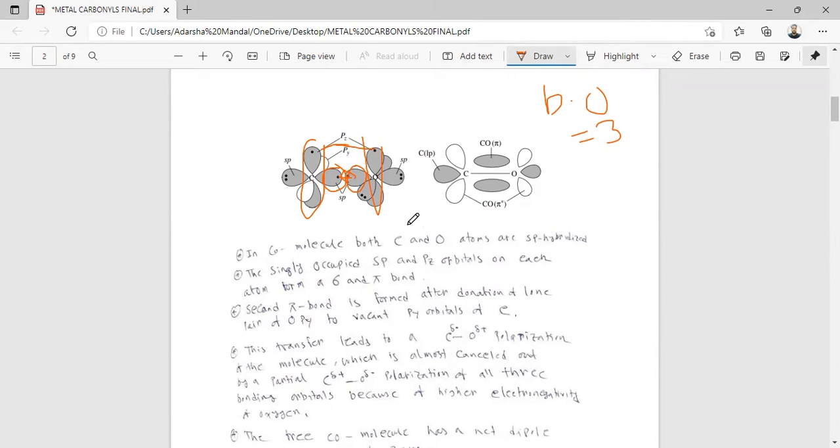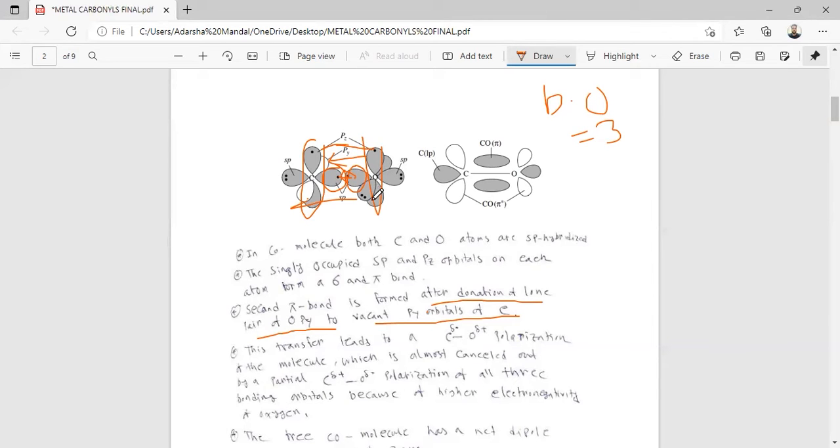The second pi bond is formed when the filled p orbital of oxygen donates electrons to the vacant p orbital of carbon. So the second pi bond is formed after donation of the lone pair of the p orbital of oxygen to the vacant p orbital of C. That's why two pi bonds and one sigma bond are formed in this carbonyl molecule.